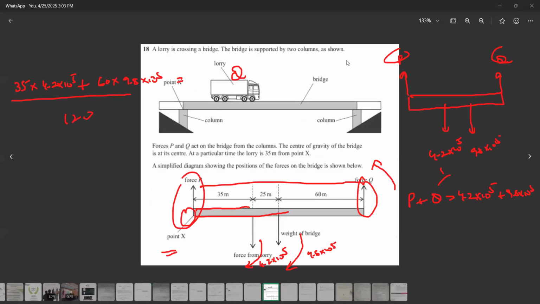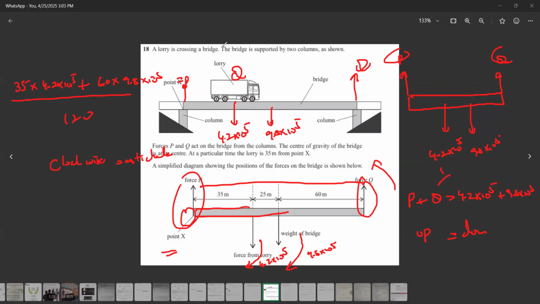We are using two equations. One is the moment, because there are two conditions of equilibrium. First, the clockwise moment is equal to the anti-clockwise moment. And the second condition of equilibrium: the total upward force must be equal to the total downward force, so there is no resultant force. So what is the total upward force? The force Q is there, the force P is there, that's the upward. And the weight of the lorry and the weight of the bridge make the total downward force, that is 4.2 into 10 to the power 5, and the weight of the bridge 9.8 into 10 to the power 5.